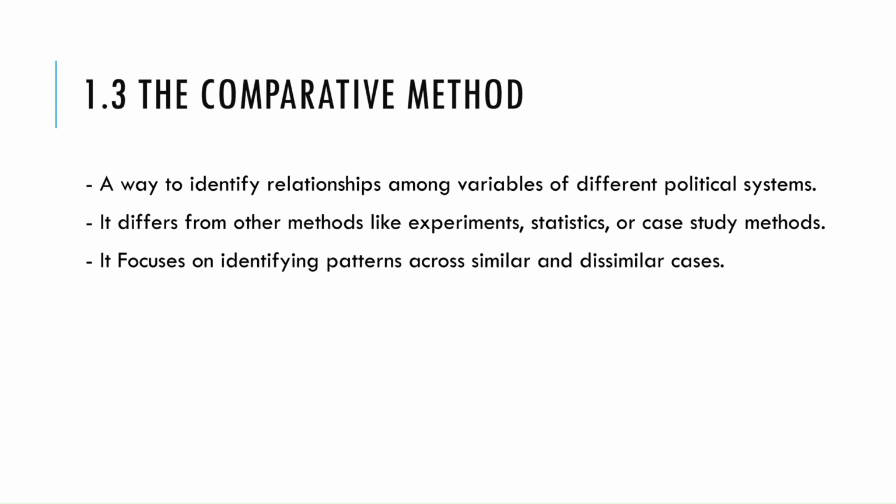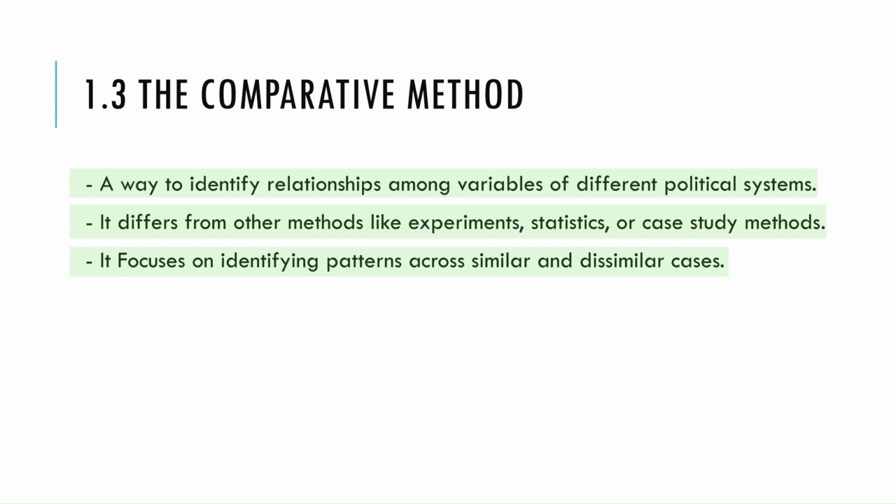Some scholars call it a broad research strategy, while others see it as a proper scientific method. At its core, the comparative method is about identifying empirical relationships between variables across different political systems. It differs from other methods like experiments, statistics, or case study methods. It offers a unique advantage because controlled experiments are not possible in political science, and statistical tools require large data sets. So, the comparative method offers a middle path, helping us identify patterns across both similar and dissimilar cases, even when the number of cases is small.